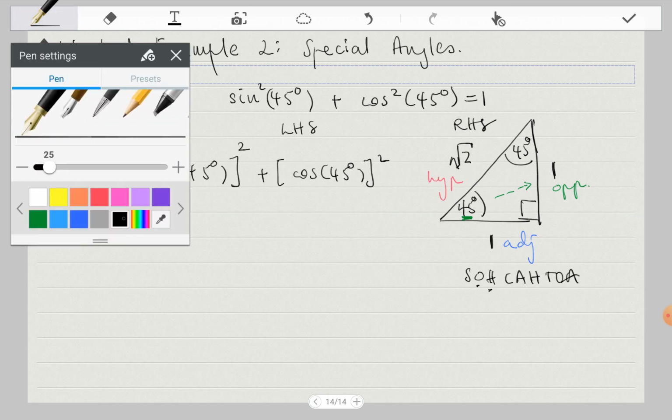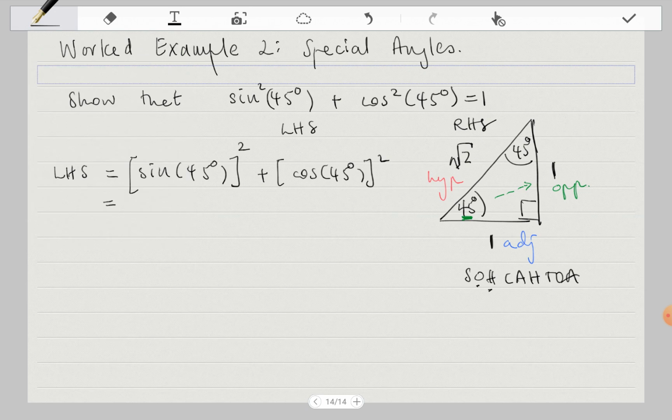Okay, so if we substitute in, we see that sine of 45, obviously that's going to be a fraction. Sine of 45 would be 1 over root 2, as your hypotenuse is root 2, and we're going to square that, and we're going to do cos 45 as well. So cos, remember, was adjacent over hypotenuse, so the adjacent there would be 1, and the hypotenuse would still be root 2.